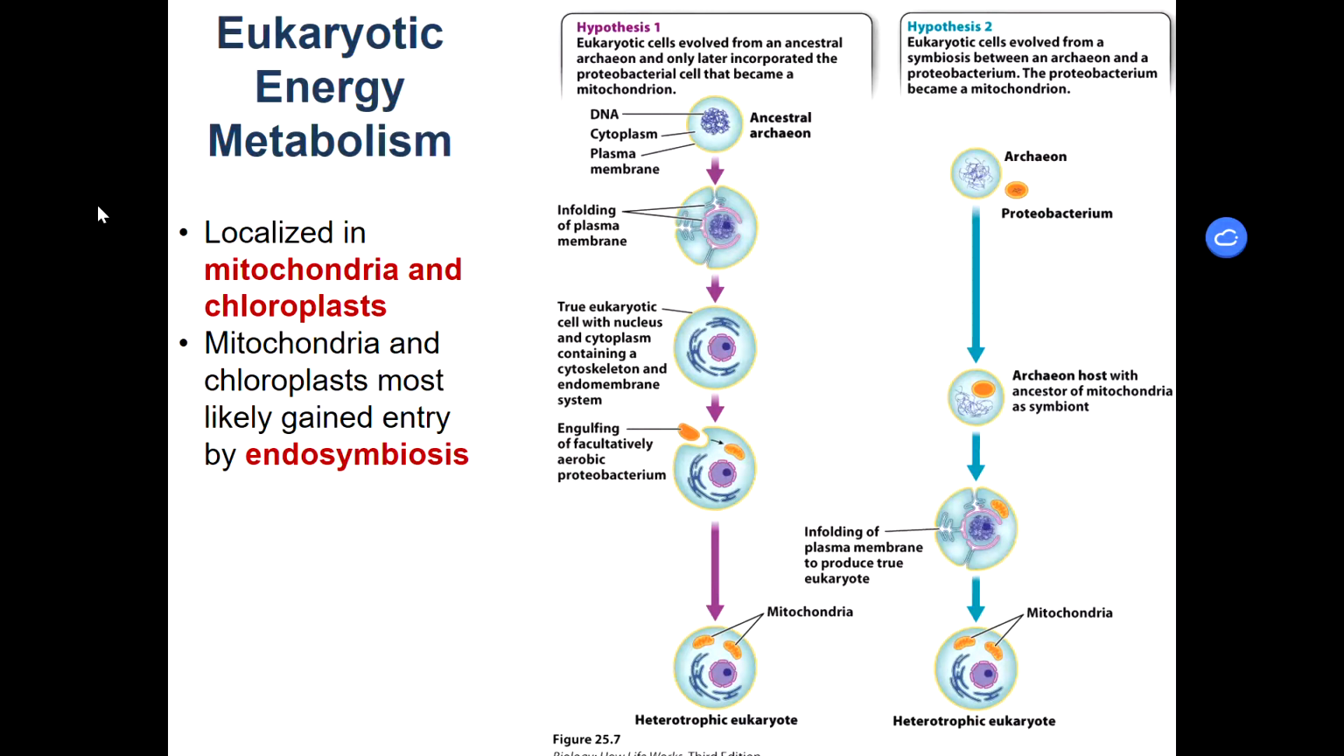The other hypothesis is that there was an endosymbiotic relationship before infolding of the membrane happened. So the proteobacteria was an endosymbiont in an ancestral archaeon cell, and then later infolding happened that formed the nucleus. So we still are not sure in which order this happened. But based on looking at DNA, we know that our mitochondria have bacterial ancestry. Any questions on this?